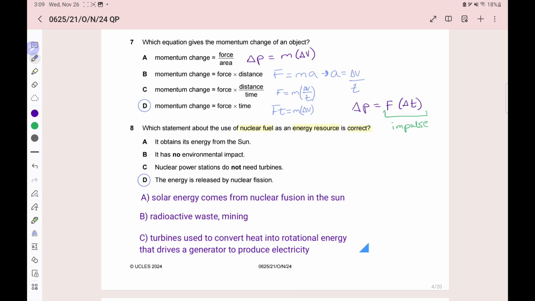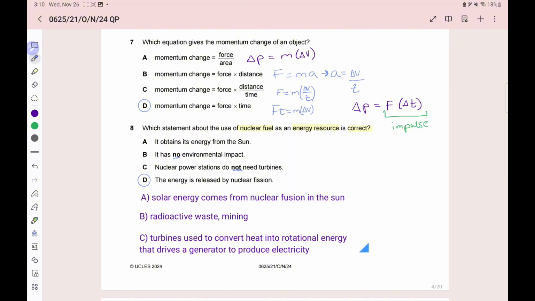So for question 8, which statement about the use of nuclear fuel as an energy resource is correct? It obtains its energy from the sun. That's not true. Solar energy comes from nuclear fusion in the sun. It has no environmental impact. That's not true. There's radioactive waste. You have to actually mine in order to get those radioactive metals like uranium. Nuclear power stations do not need turbines. That's not true. They're going to use the turbines to convert heat into rotational energy, and that drives a generator to produce electricity. So they do need them.